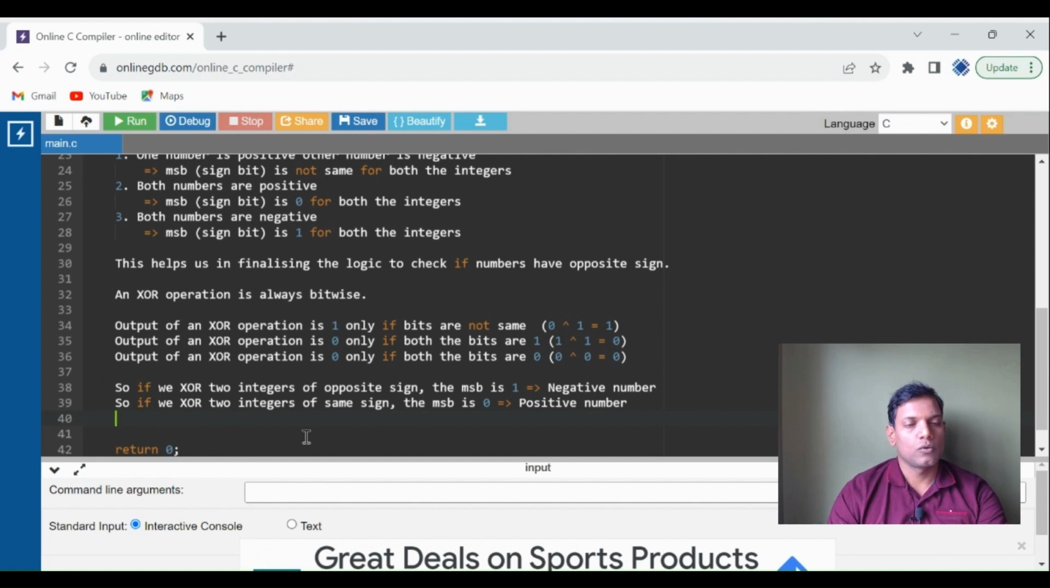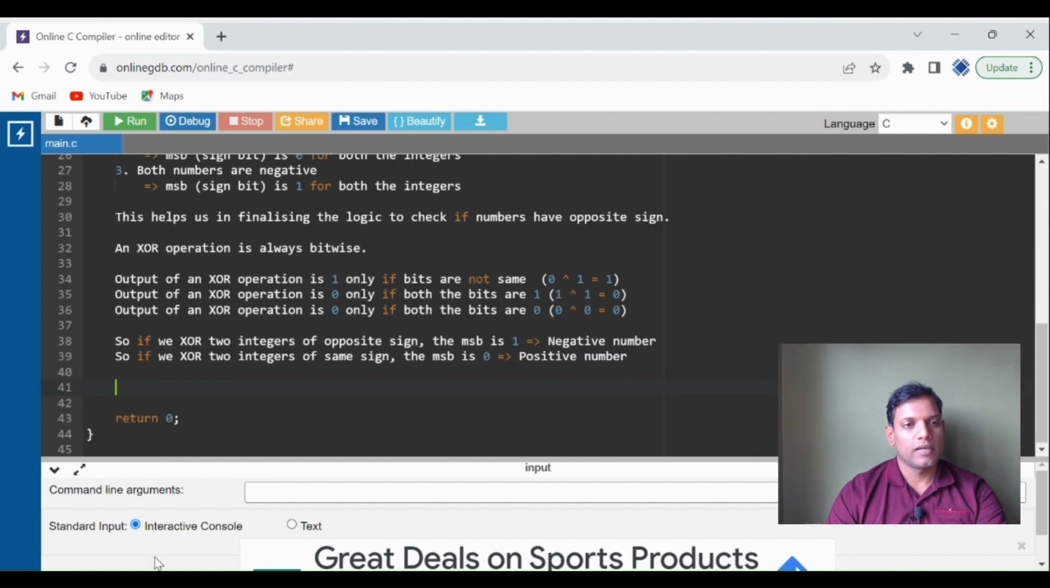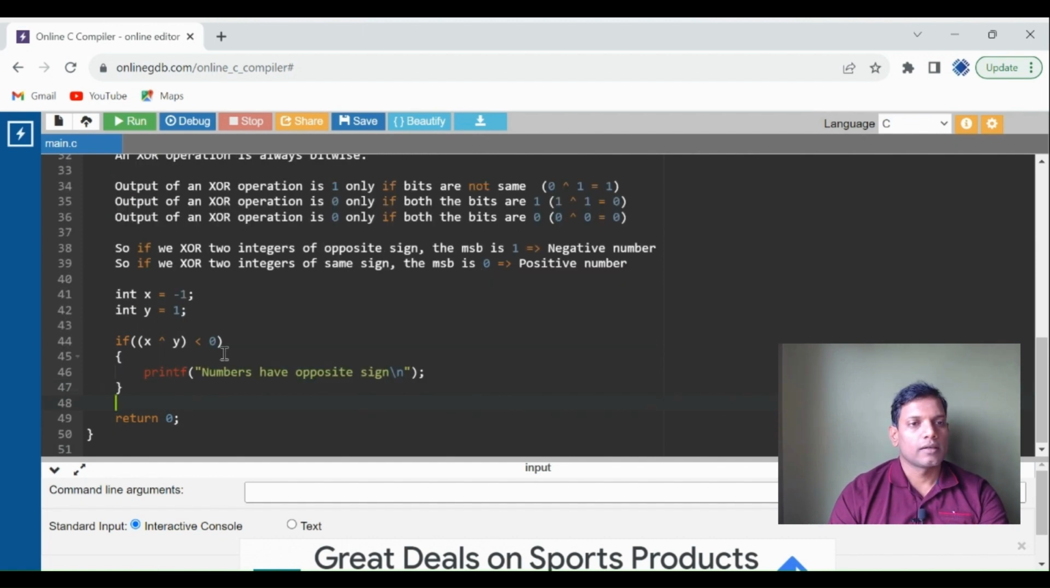If we XOR two integers of opposite sign, then the MSB is 1, that is a negative number. If we XOR two integers of the same sign, the MSB is 0, that is a positive number. Now we can write the actual code, as we have finalized the logic. This is how the code looks like.